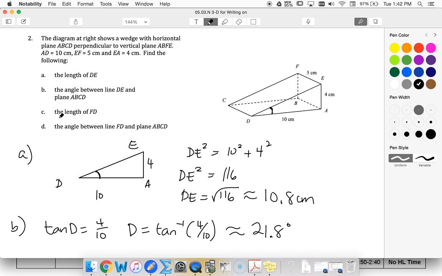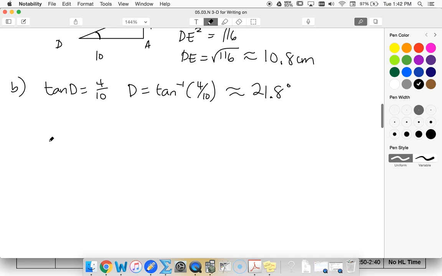All right, the length FD. Now this is the diagonal across the top of my wedge, but this wedge is made with a rectangle. So I'm going to draw that rectangle, CDFE. So CD, CDFE. So we just found that DE, here's what we just found.